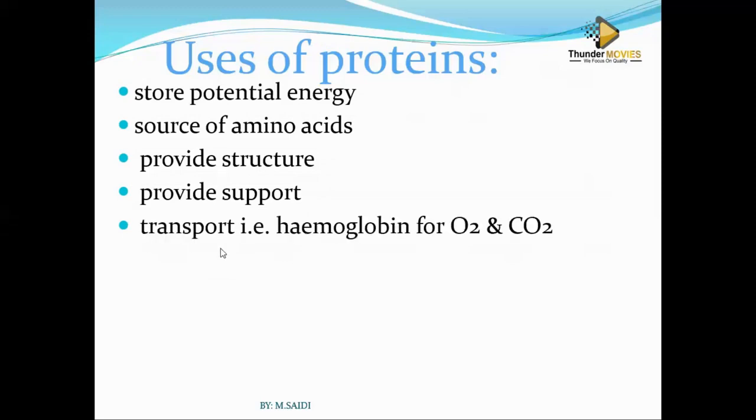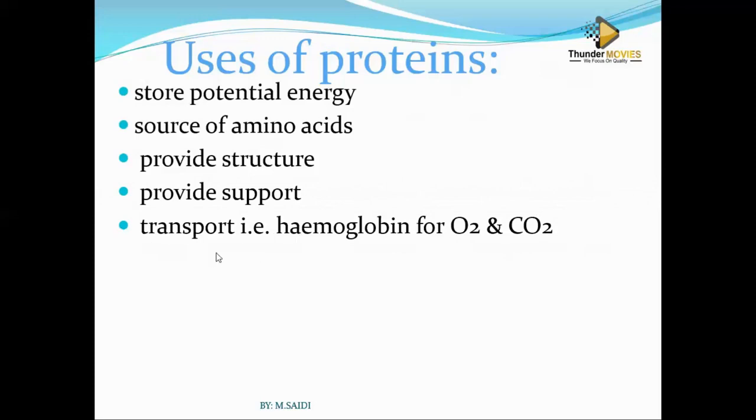Then proteins are very important for transportation. For example, hemoglobin. Hemoglobin is the red substance found in the blood. It's the substance which makes the blood red. It does not necessarily mean that blood is supposed to be red. Insects have blood. Is it red? No, it's not red. So it's the hemoglobin which makes it red. Hemoglobin is very important in transporting oxygen and carbon dioxide in the body.